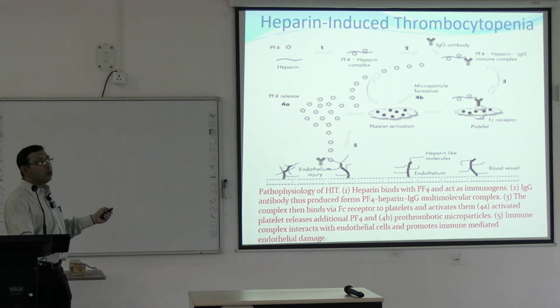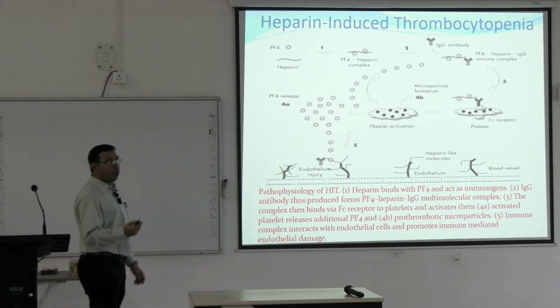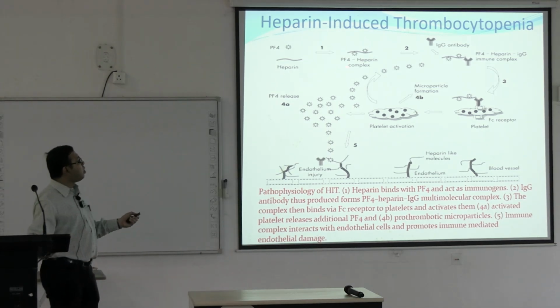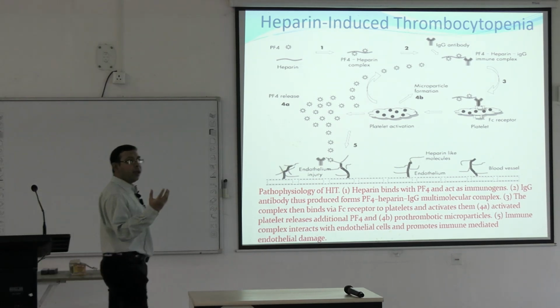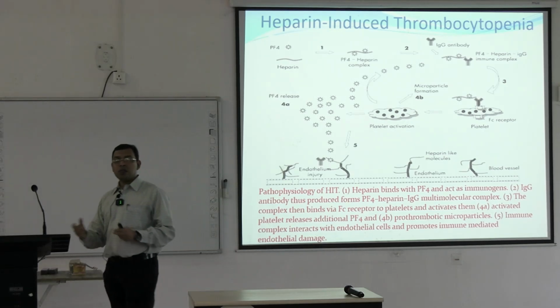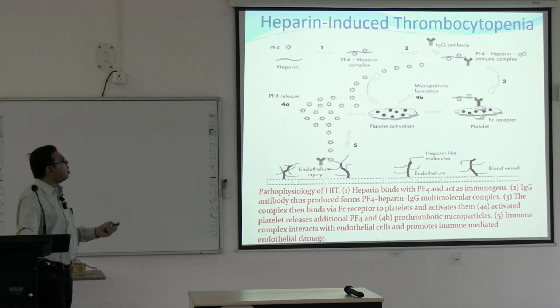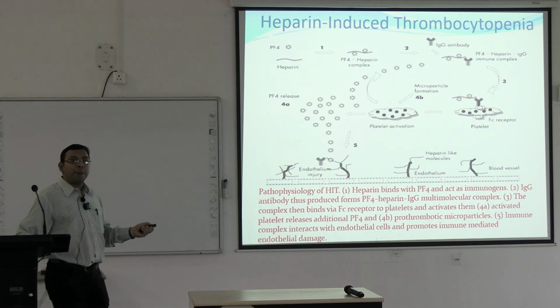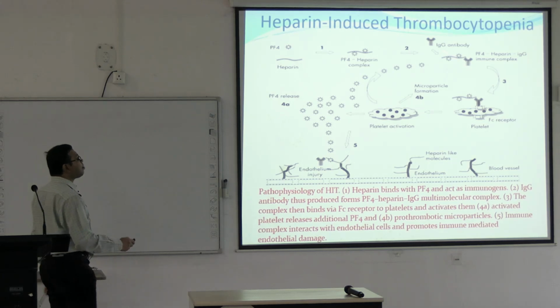So this is heparin, and there is one molecule, platelet factor 4, which is present on and released from the platelet. Heparin now binds with platelet factor 4, and basically this acts as an immunogen, meaning an antibody can be formed against it. This outside molecule, the platelet factor 4 and heparin complex, acts as an immunogen. IgG antibodies are formed against this, and the IgG antibody binds with platelet factor 4 and heparin and forms a platelet factor 4 heparin IgG complex.